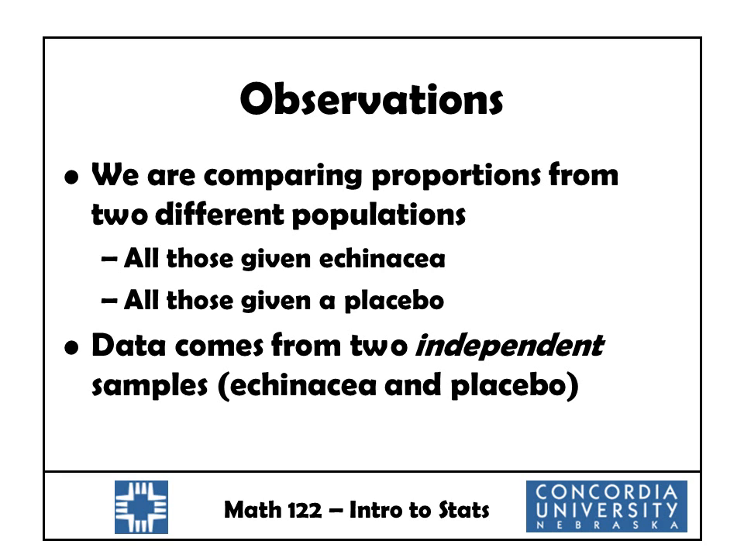Second point here is that our data comes from two independent samples. First sample is those given echinacea, the second is those given a placebo. They're independent because what happens to one group or one sample has no effect on what happens to the other sample.